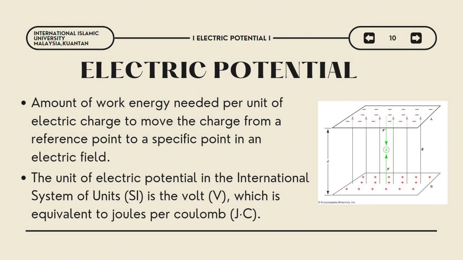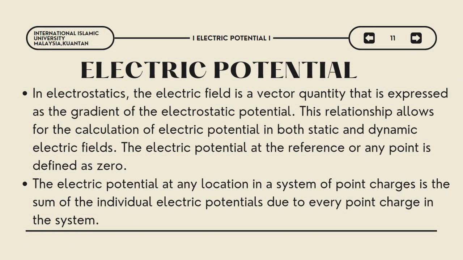Next, I want to explain about the electric potential. Electric potential is the amount of work energy needed per unit of electric charge to move the charge from a reference point to a specific point in an electric field. The unit of electric potential in the International System of Units (SI) is the volt, which is equivalent to joules per coulomb. In electrostatics, the electric field is a vector quantity that is expressed as the gradient of the electrostatic potential. This relationship allows for the calculation of electric potential in both static and dynamic electric fields.